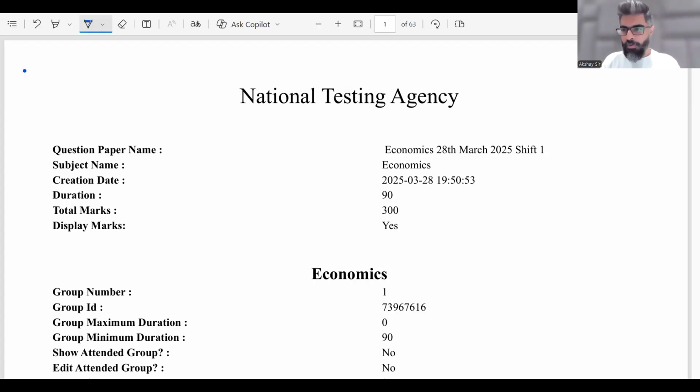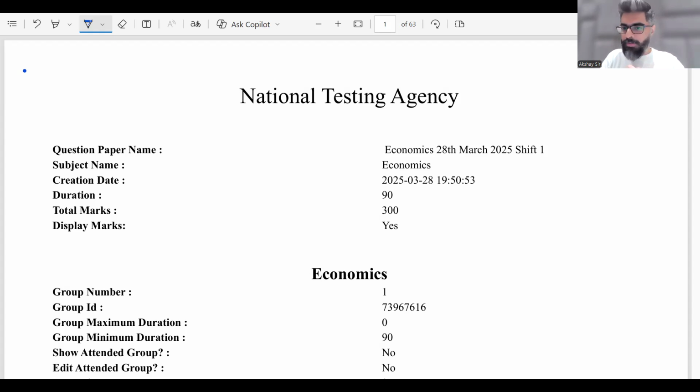Okay, I hope I'm audible to all my students who are attending this online lesson for the PG CUET Economics course. In this particular lesson, I'm going to start with the discussion of the 2025 question paper, which has come up for the PG CUET Economics entrance. Students can now see the question paper on your screens.